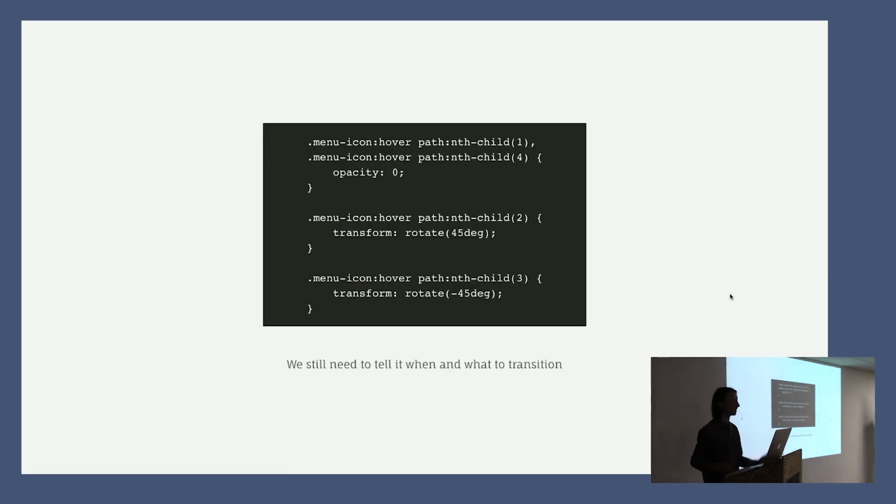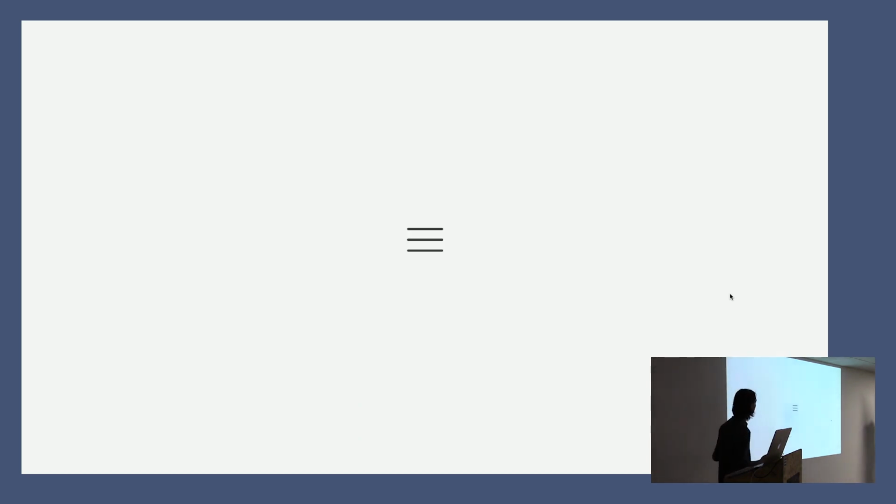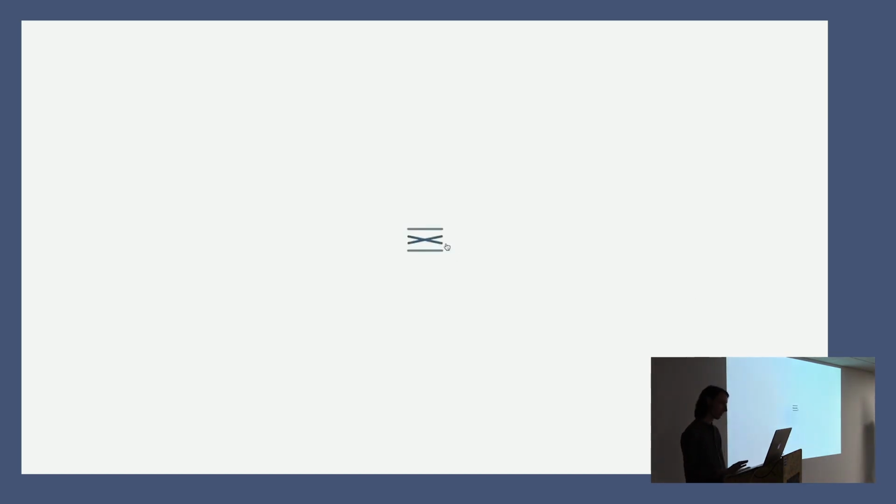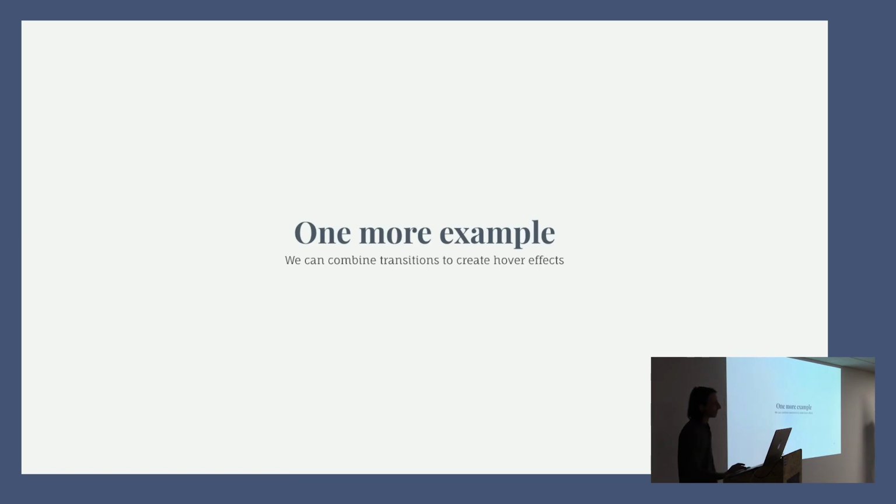Okay, so not quite. We still need to tell it what and when to animate. So here we're saying the menu icon that we were just looking at there, it's made up of 4 lines. So instead of it, you can only see 3, but there's 4. So line 1 is at the top, lines 2 and 3 are in the middle, and then 4 at the bottom. And then upon hover, we're saying take lines 1 and 4, fade them out, and then take lines 2 and 3 and rotate them in opposite directions to create the X shape. Pretty simple.